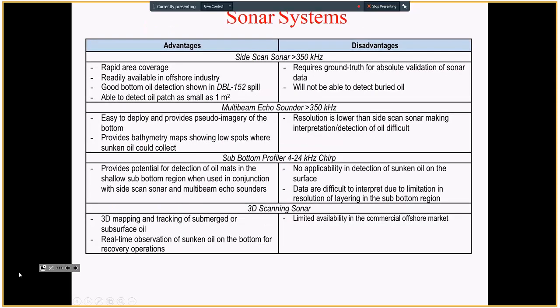In the guide and in the technical report, we go through the different kinds. There's side scan sonar, multibeam echo sounders, sub-bottom profilers or chirp that actually can see buried oil, maybe, and then the 3D scanning sonar system. These things are great. The only problem is that they all require some kind of ground truth.